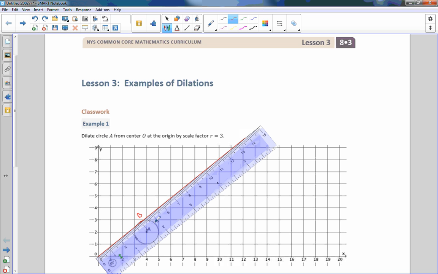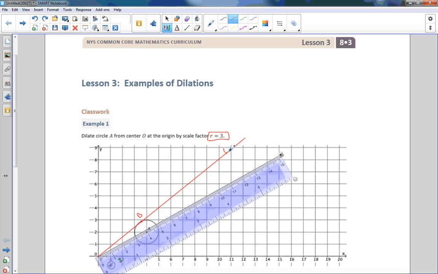Okay, so it says here to dilate circle A from center O, which is the origin, by scale factor of r equals 3. That means we're going to triple the size of this circle. So if my point was at 4, 4 times 3 is 12. That will put me out right here at 12. So I'll put a dot there. It's right there. And I'm going to call that B prime.